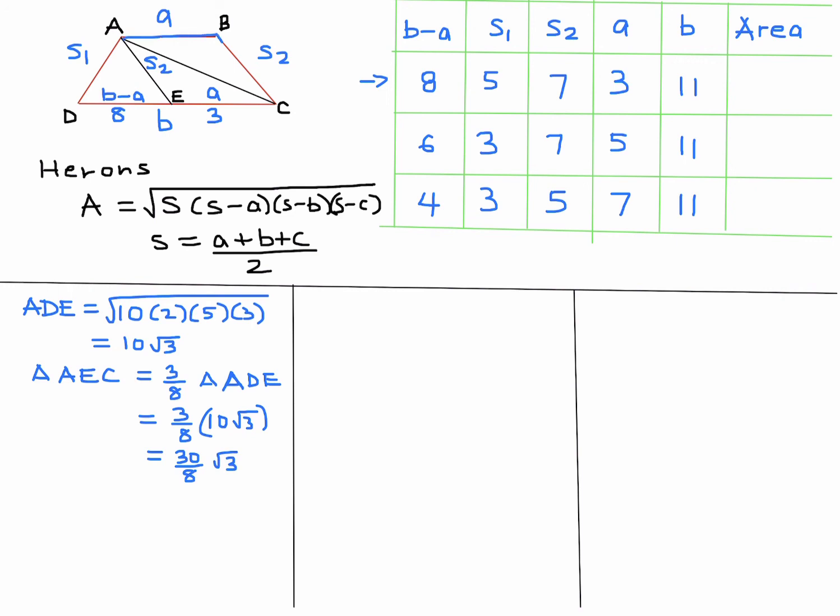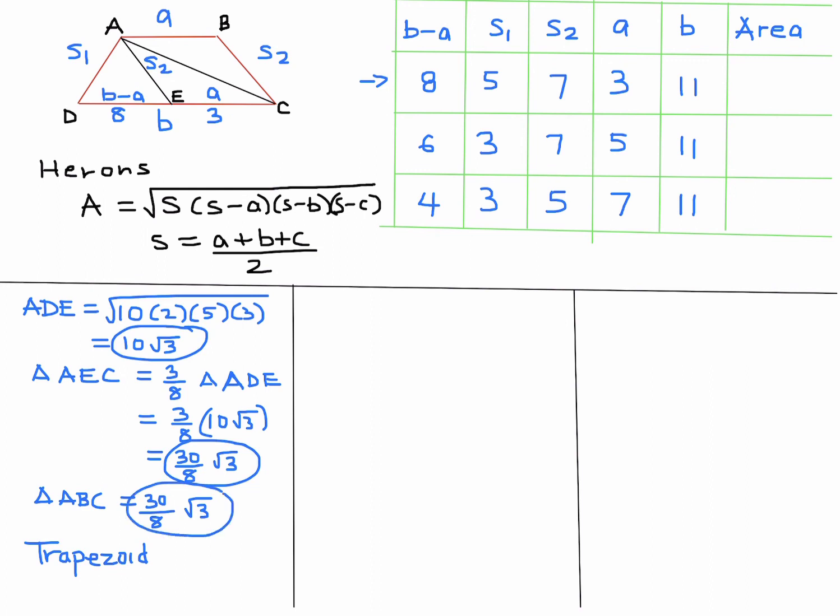Now, the good news is that ABC is the same as triangle AEC, so ABC is also going to have the same 30/8 root 3. And now to get the area of the trapezoid, we just have to add those three. So you take this one, you take this one, and you take that one. And when you add those three, you will get 35/2 root 3. So that's what I put right here, 35/2 root 3. Okay, so I hope that made sense.